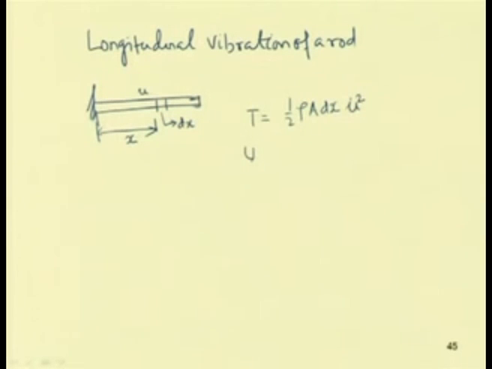The kinetic energy of the total system I can obtain by integrating this from 0 to L, where L is the length of the rod. So, the total kinetic energy of the system will be the integral of half rho A u dot square dx, where rho is the density, A is the area of cross section, dx is the length of the small element, and u is the displacement at a distance x from the fixed end. In this way one can find the kinetic energy of the system.